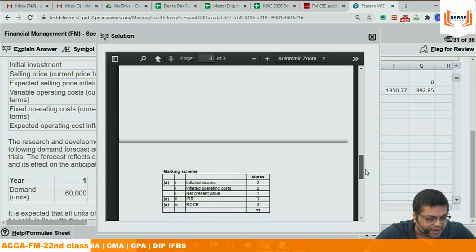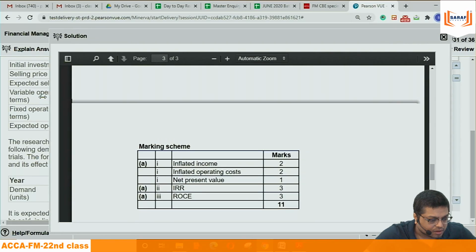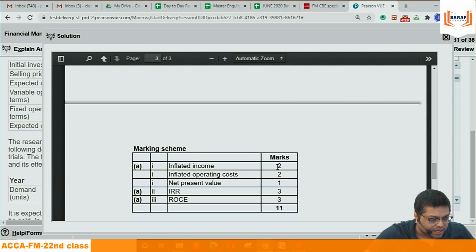What are the marking guidelines they are saying? Inflation income, inflation operating cost, net present value, IRR. But ROC 3 marks gone, sorry. My marks will be 8, not 11, because I did the ROC calculation wrong. Maybe they give 1 mark for ROC formula application, average income by average investment is correct. But I will not be getting more than 9. That's sure.